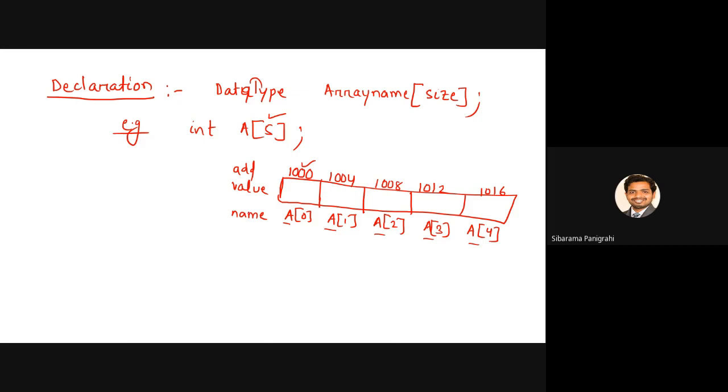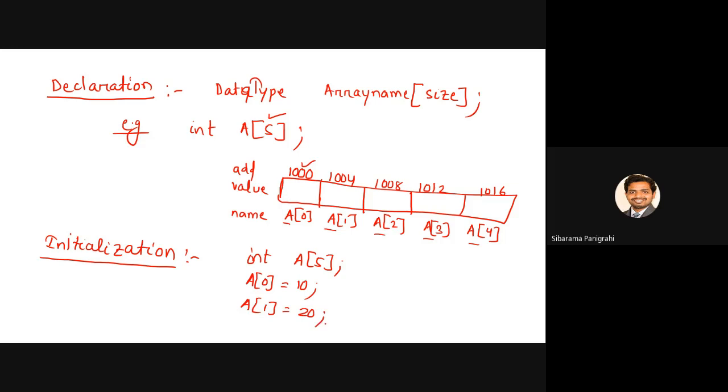Okay. Now if I want to assign some values to it, this is called initialization. Initialization means assigning values to the variables. So how will you assign? Here you can declare it like this: integer A of 5. Then you can write A of 0 equal to 10, A of 1 equal to 20, A of 2 equal to 30. Like this you can initialize.